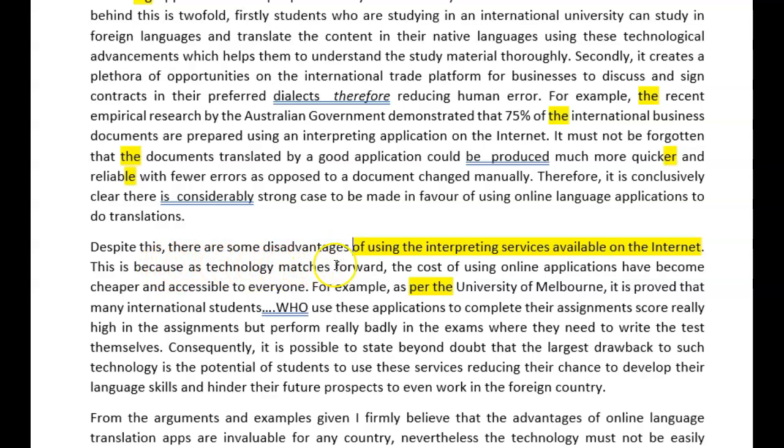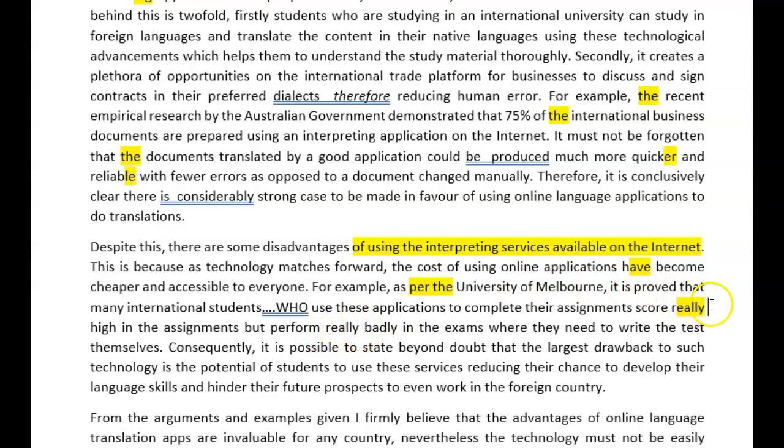This is because as technology marches forward, the cost of using online apps, so again, same as we had before, the cost is the subject, so you want a singular verb, has become cheaper and accessible to everyone. For example, according to, don't say as per, too informal, the University of Melbourne, it's proved that many international students, again, relative pronoun, who use these applications to complete their assignments score, we wouldn't say really high, exceptionally high, unusually high in the assignments, but perform badly.